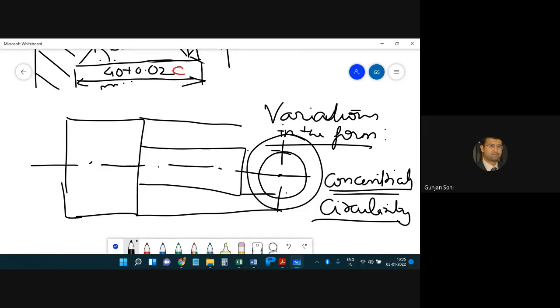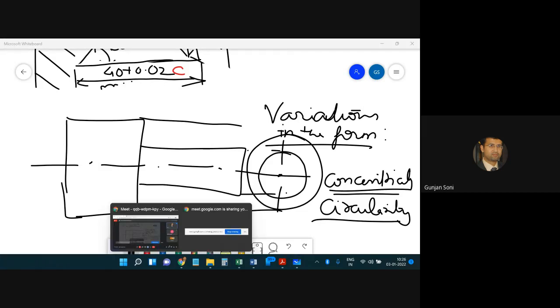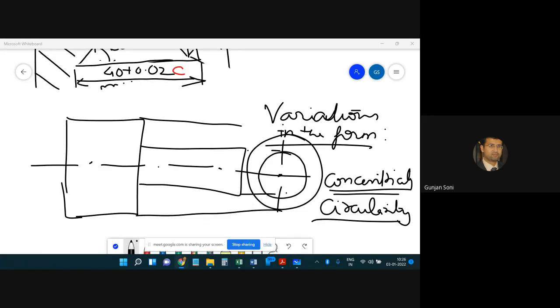So concentricity is going to see whether these circles are aligned with the common center or not. Okay, and then circularity is going to see whether they are perfectly circular or not. Okay, so this is called sort of geometric tolerance. Now let me share my screen and I'll show a slide.